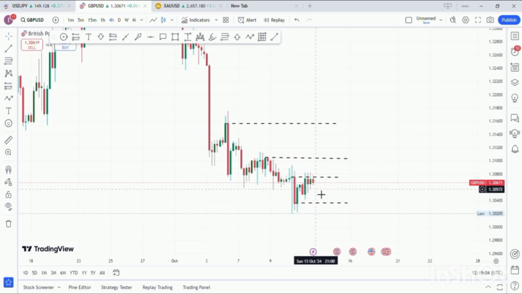But just on the other scenario, if price decides to break below this support zone, I'm just going to use a rectangular tool to mark this out.